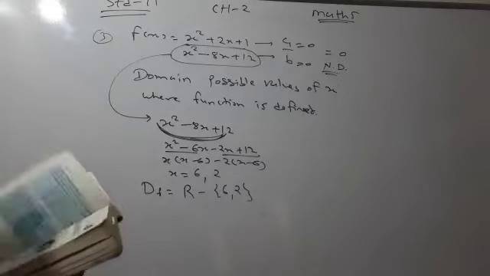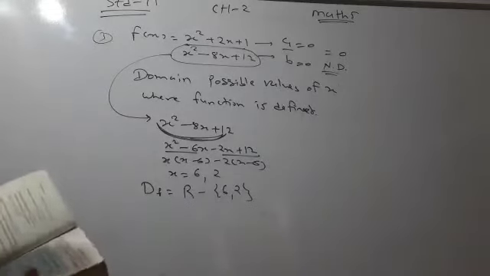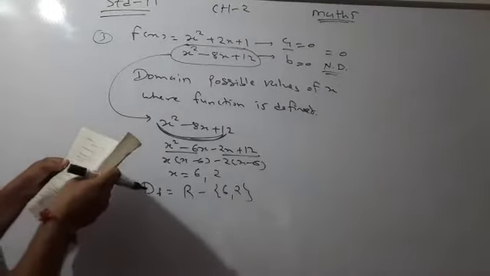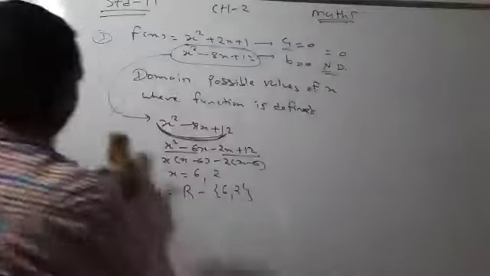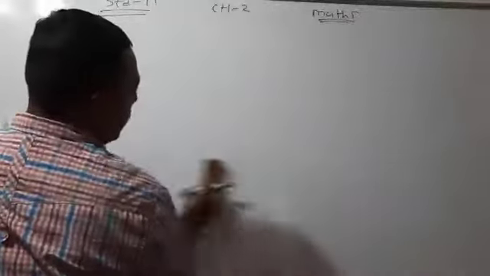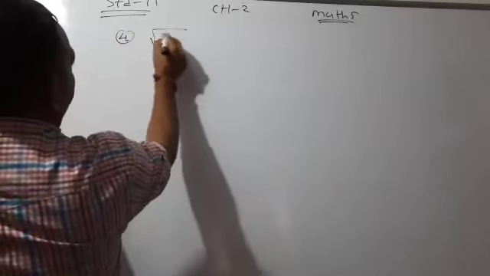Now the fourth question is: find the domain and the range of the real function f defined by f(x) is equal to under root of x minus 1. Again, we know how to find the domain. Domain means where the function is defined. We will not solve this question properly, I will just explain it to you.